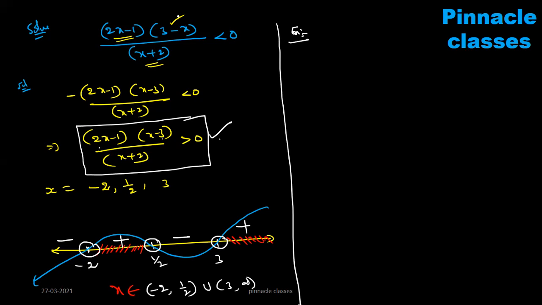Now increasing the level once again. See, x square plus 1 into x minus 2 by x plus 3 less than 0.